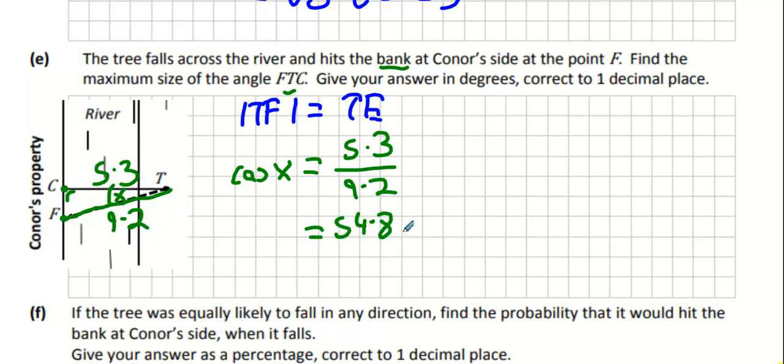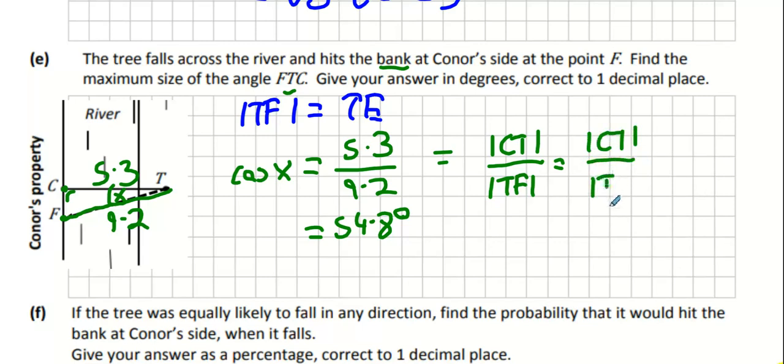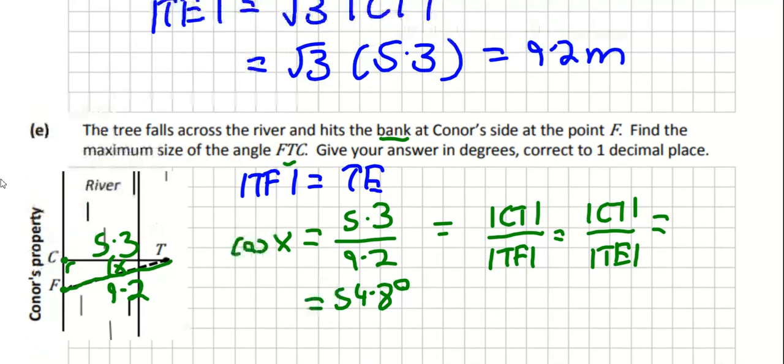Now, you'll see in the marking scheme, the way they did it was slightly different. They used CT because we did a lot of rounding. And do you remember TF is equal to TE? So CT over TF is what we just did there, but that's CT over TE. This is probably why I don't think any of us would do it this way, but here we go.